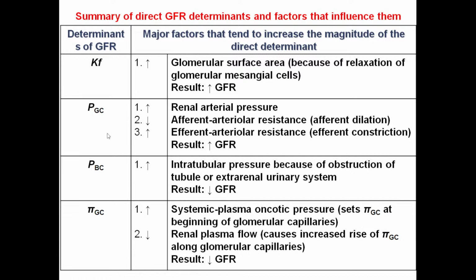Now, the Bowman's capsule hydrostatic pressure. Intratubular pressure might increase because of the obstruction of a tubule by kidney stones or by extrarenal reasons present in the urinary system. And in this case, the GFR will decrease because the force which is opposing the filtration will be greater now. And the final one is the oncotic capillary pressure.